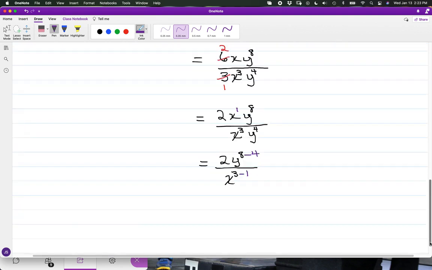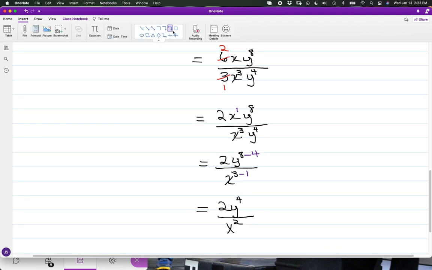Again, taking the lower degree from the higher. And so for the end result here, we're going to have 2 times y to the 4th all over x squared. And that will be the final result in the case of number 28.